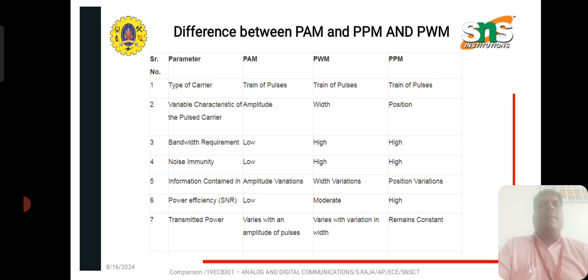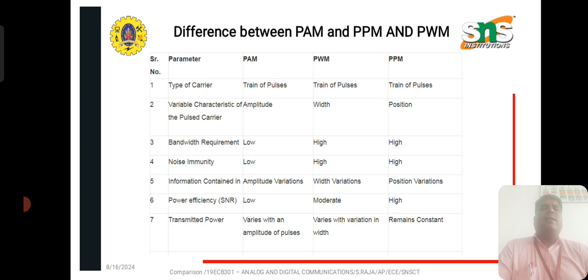Now we will go to the comparison. Parameter: type of carrier. In pulse amplitude modulation, we use a train of pulses as the carrier. In pulse width modulation, we use a train of pulses as the carrier. Same in pulse position modulation, we use a train of pulses as the carrier. Then the variable characteristic of the pulse carrier: in PAM, amplitude is varying; in PWM, width is varying; in PPM, position is varying.